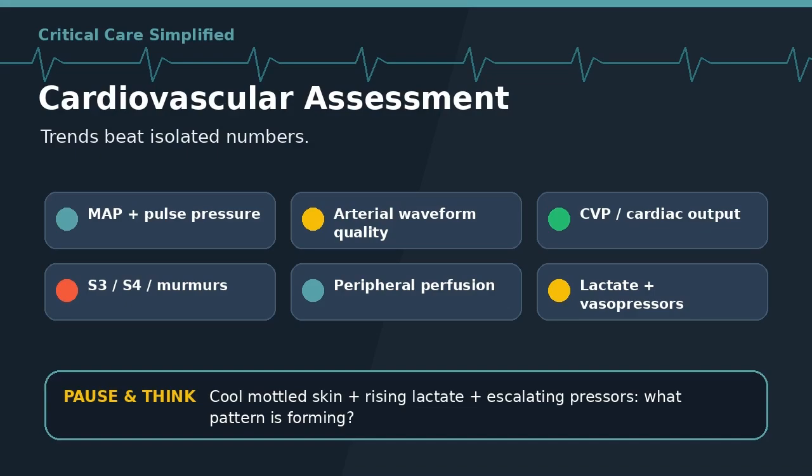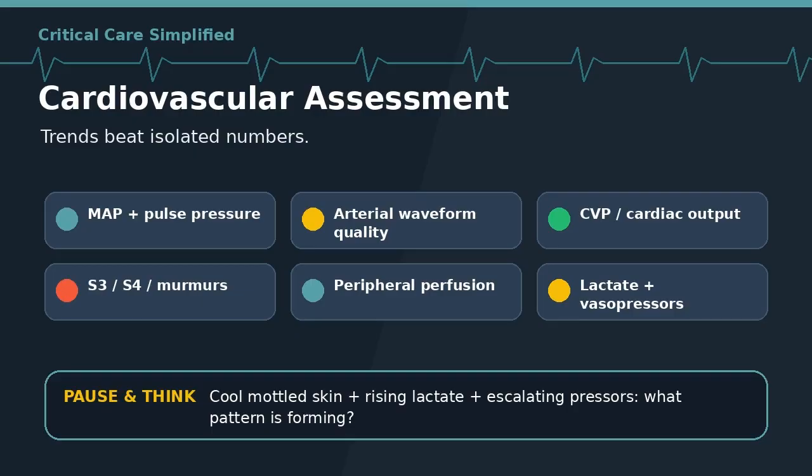Heart sounds can also matter. An S3 may suggest fluid overload or acute heart failure. An S4 can point toward decreased ventricular compliance or ischemia. A new murmur in an unstable patient may signal acute valve dysfunction or endocarditis. A pericardial friction rub can be an urgent clue to pericarditis or tamponade. Early cardiovascular compromise may show up as cool, clammy skin, delayed capillary refill, narrowing pulse pressure, new arrhythmias, decreased urine output, rising lactate, metabolic acidosis, and escalating vasopressor needs, often before dramatic hypotension appears.